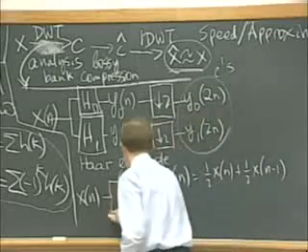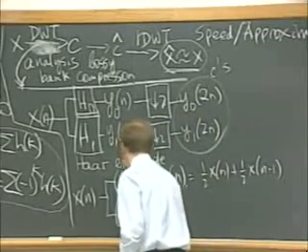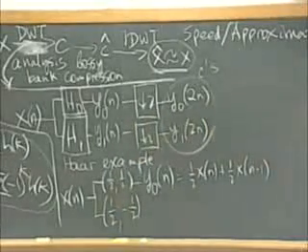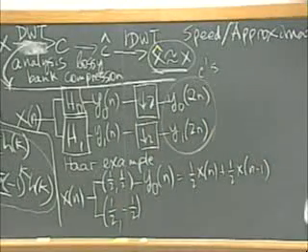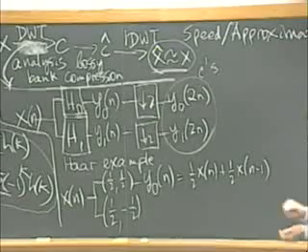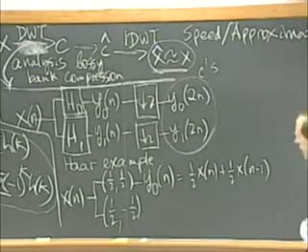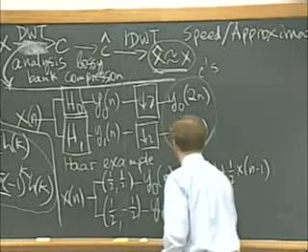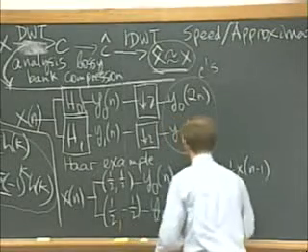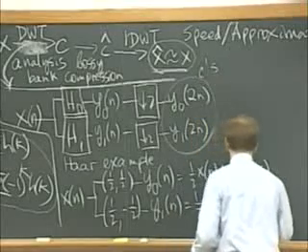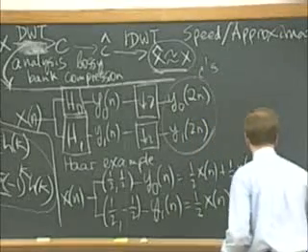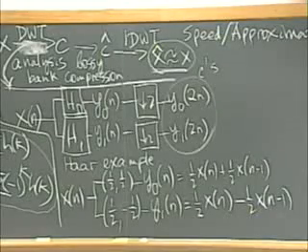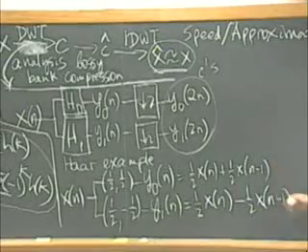And the high-pass coefficients have to alternate in sign because they add to 0 at DC, at 0 frequency. So y1 of n will be 1/2 x of n minus 1/2 x of n minus 1. Okay. We average and we take differences.